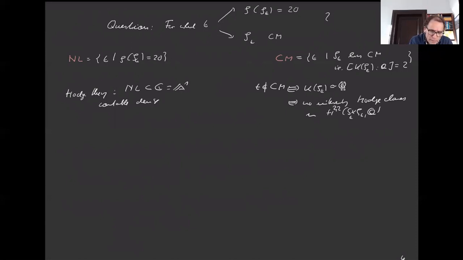So this fact that the Noether-Lefschetz set is countable and dense reminds one of, for instance, the set of all algebraic numbers. This is also countable and dense, and there is in fact a relation between the two, but not as nice as one would like it to be. Namely, if you have a point in the Noether-Lefschetz set, then this t is in fact an algebraic number. But the other direction does not hold.